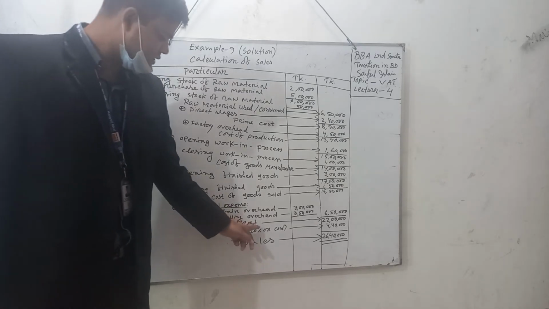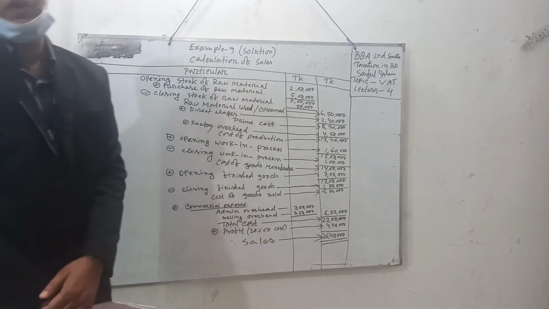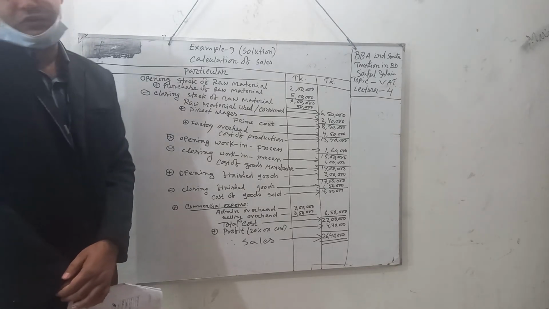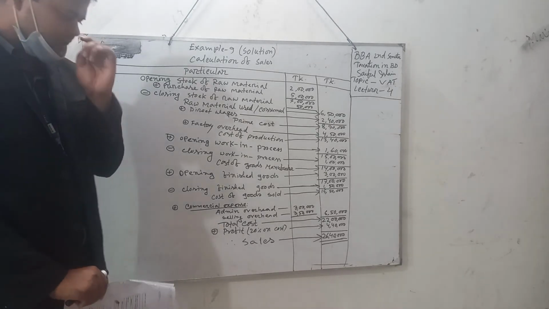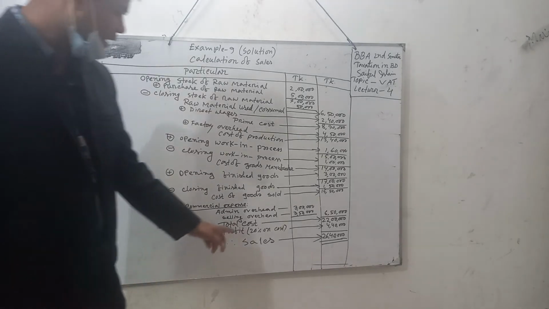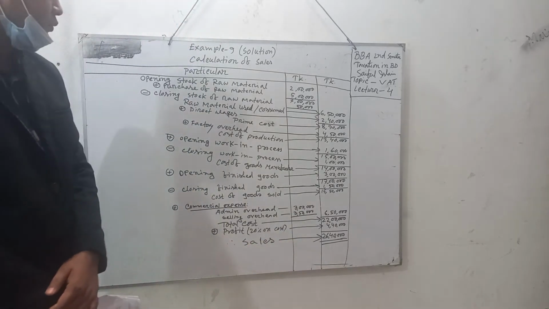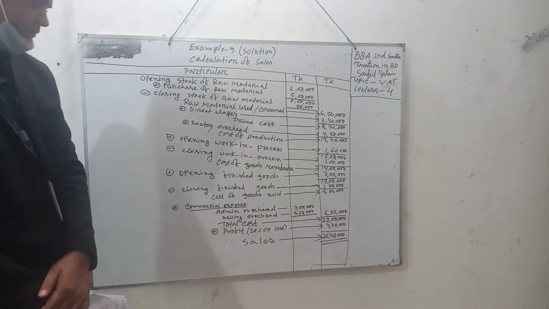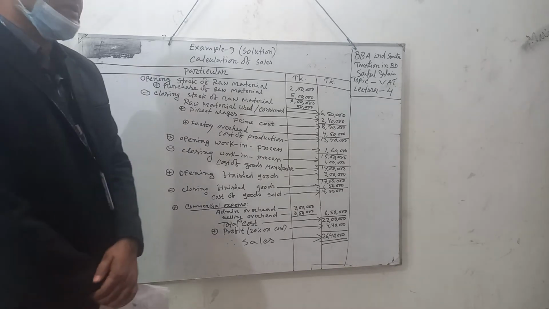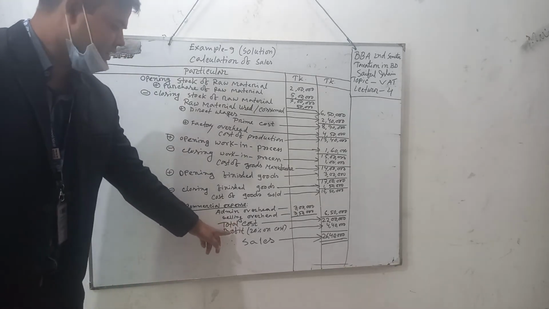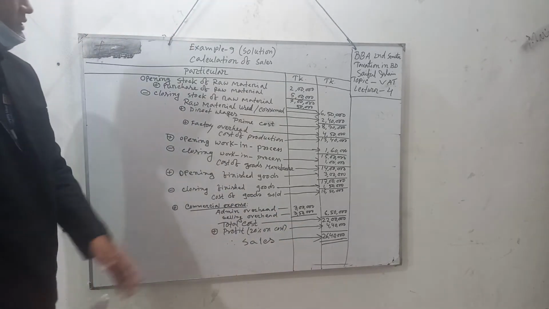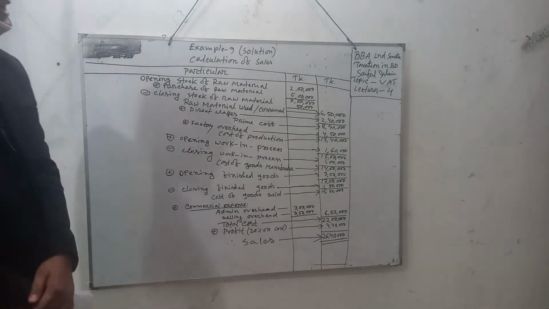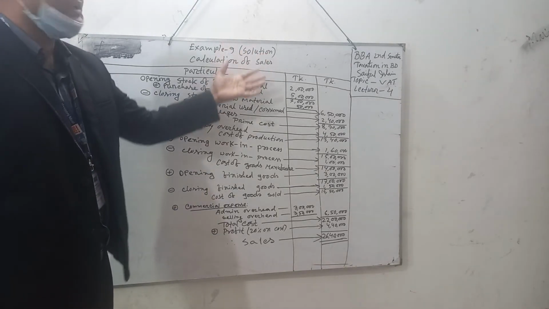In the answer sheet, we can say that the total cost is 22 lakh. When we get total cost, then we will add profit with total cost. Given in the question, profit is 20% on cost. So here total cost is 22 lakh. And if we calculate 20% profit, then the profit will be 4,40,000. And finally, we will get sales. How? Total cost plus profit. Then the answer will be sales. In the answer sheet, we can say that sales is 26,40,000. And this is the calculation of sales table.